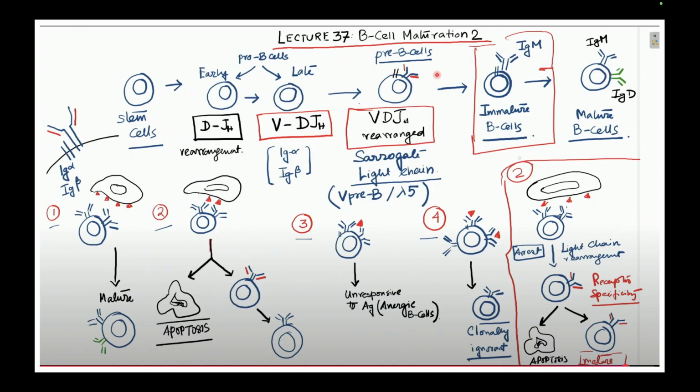From pre B cell to immature B cell, and it expresses IgM on its surface. Then when the cell starts expressing both IgM and IgD on its surface, it is called a mature B cell. Okay, so early phase DJ rearrangement, late pro B cell VDJ rearrangement, pre B cell we have VDJ rearranged heavy chain along with surrogate light chain, and then in the immature B cell IgM expressing, mature B cell IgM and IgD both expressing on the B cells.